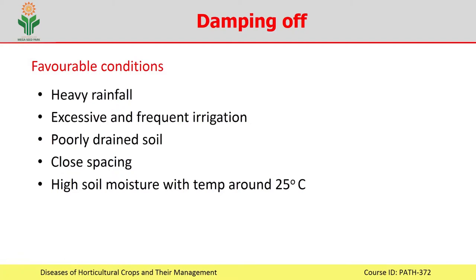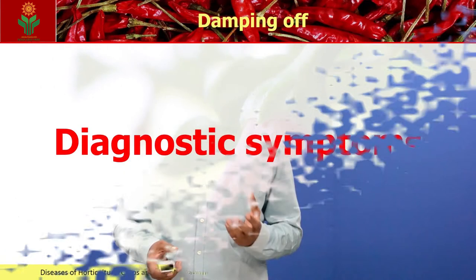That is, whenever high soil moisture conditions prevail with moderate temperatures of about 25 degrees centigrade, these conditions are favorable for the pathogen and the disease incidence occurs. So let us see what are the diagnostic symptoms of the disease.